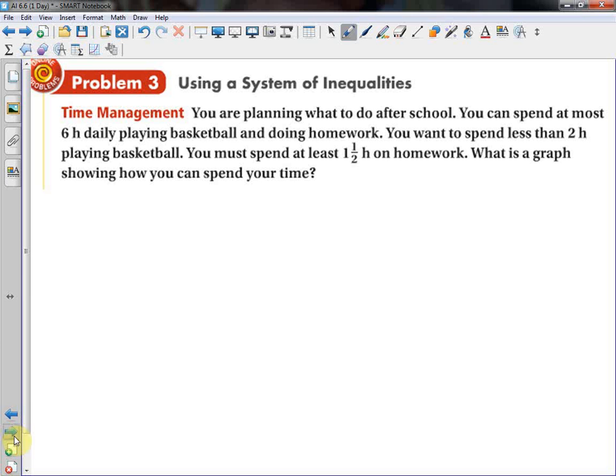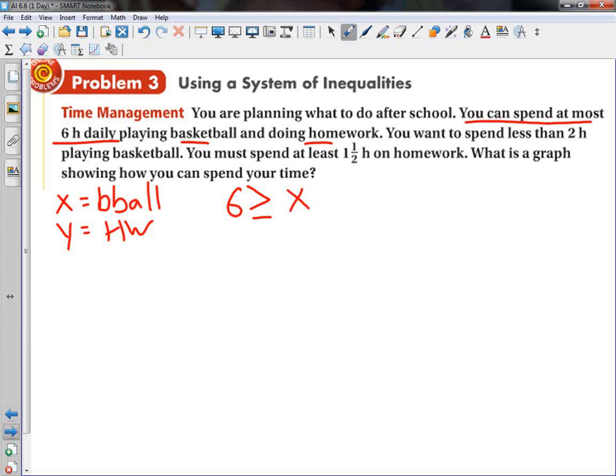We have to plan what we're going to be doing after school. The two things that we want to do are basketball and homework. So first thing, I'm just going to call x basketball and y my homework. First thing it says is you can spend at most 6 hours daily. So that tells me 6 is the greatest or equal to what I can spend doing, and that's going to be filled up playing basketball and with homework.